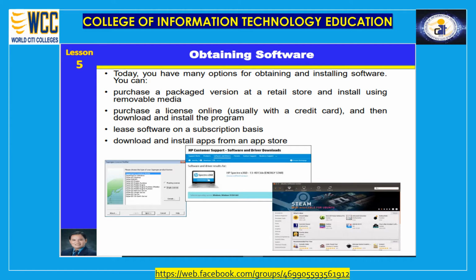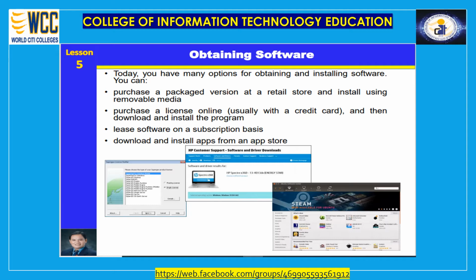Obtaining software. In the not too distant past, there was only one way to obtain software for your computer. You went to the store and purchased the software, which came packaged with the installable program code on removable media such as CD or DVD, or even floppy disk or flash drive, and usually a booklet with instructions on how to install and use the program.